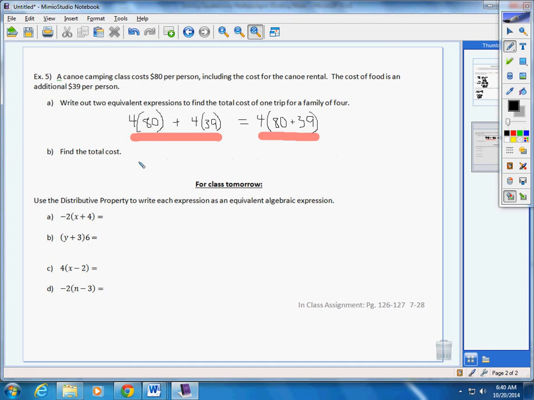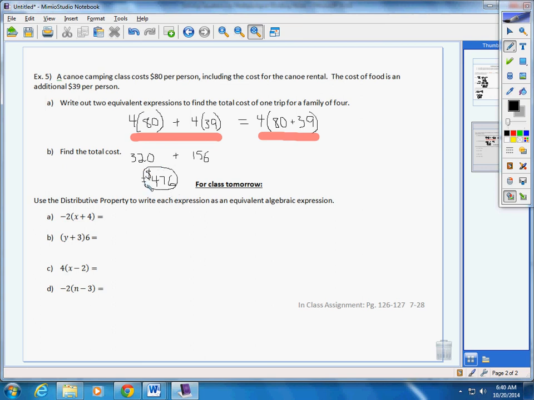Now to find the total cost, you just have to evaluate. So 4 times 80 is $320. And 4 times 39, do some quick math, I think is $156. So your total cost for that class and the food is going to be about $476. Please don't forget to label it dollars.